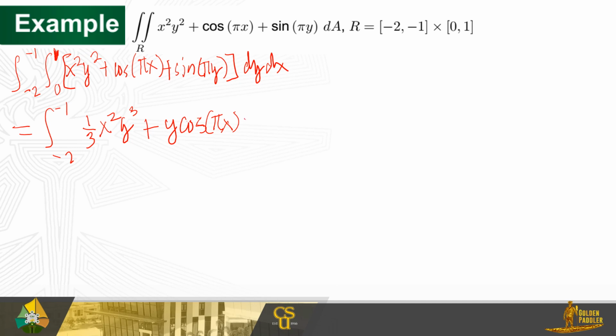Then dito, meron lang y. So, sine of pi y. So, i-integrate natin yan with respect to y. Sorry, dapat minus, no? Kasi alam naman natin, pag integral ng sine, that is negative. So, that is negative 1 over pi kasi may chain rule dito. So, we have cosine of pi y.